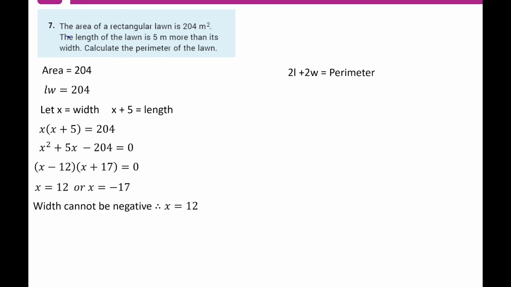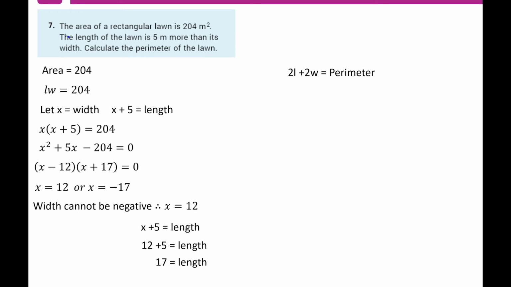I have now found my width is 12 and I can use this information to find my length. I know that x plus 5 equals the length. Therefore, 12 plus 5 equals the length. 17 meters equals our length.